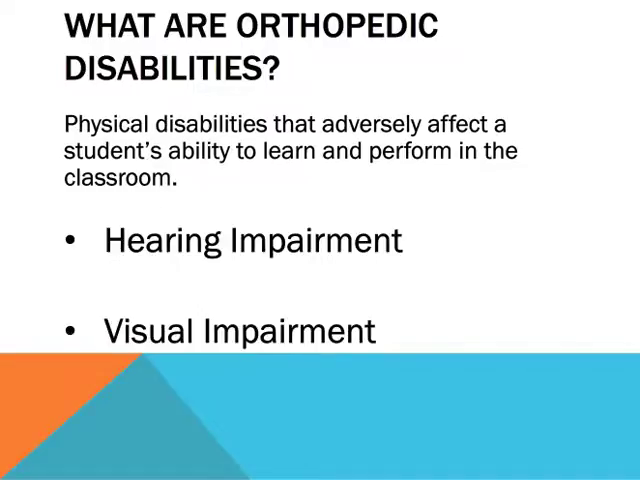Hearing impairment and visual impairment both fall underneath the umbrella of orthopedic disabilities. And once again, there are different levels of severity. You may have a student who is completely blind, or you may have a student who can see through only one eye. And the same goes for hearing. You may have a student who is completely deaf, or you may have a student who has partial hearing or may only hear through one ear.